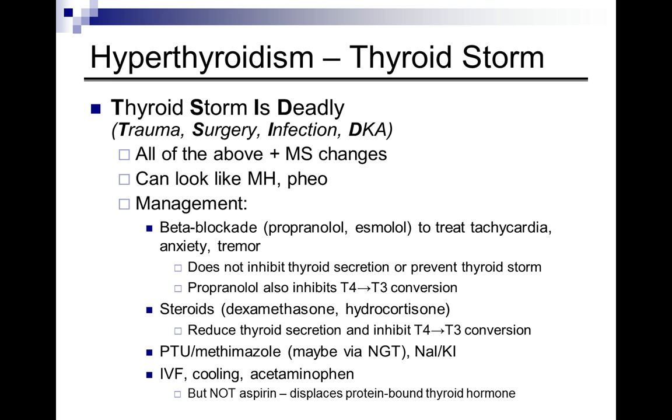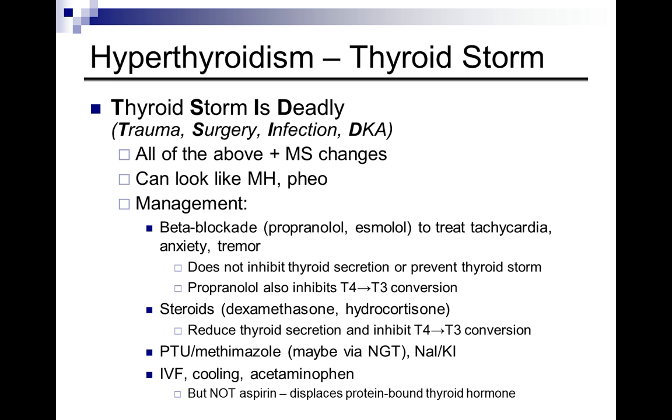the extreme. So this can actually look like malignant hyperthermia or pheochromocytoma, with great swings in blood pressure and heart rate. And thyroid storm is deadly. It can really lead to rapid decompensation and death if it's not diagnosed and treated rapidly. The primary management of thyroid storm is beta blockade.